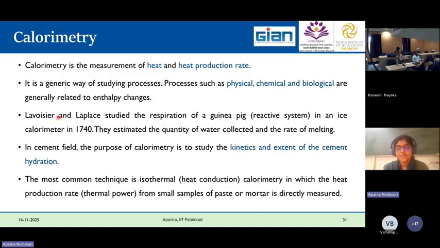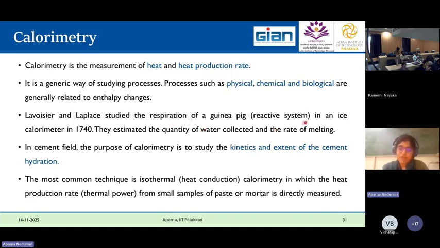There were two scientists, Lavoisier and Laplace. They wanted to understand the respiration rate of a guinea pig. So what they did is they kept the guinea pig on a big ice block, and they started to measure the amount of water collected at different durations and the rate at which it was collected. Towards the end, they had the total quantity of water collected and also the rate at which they collected the water. From these two, they tried to understand the respiration of the guinea pig.